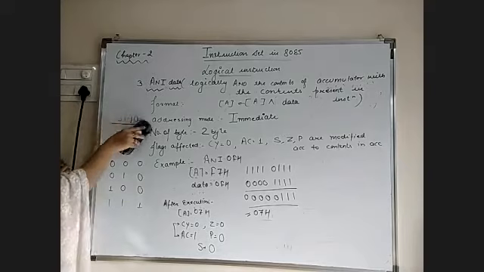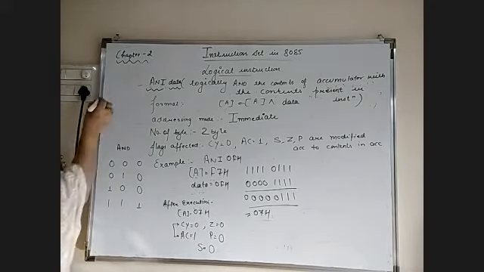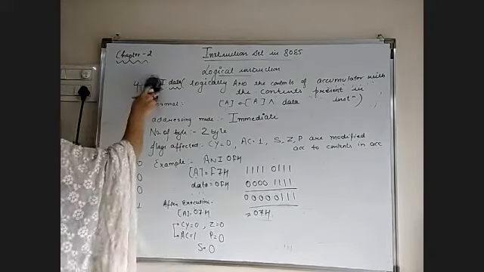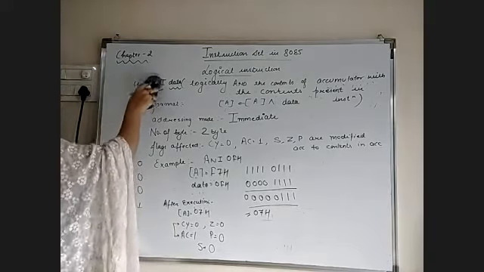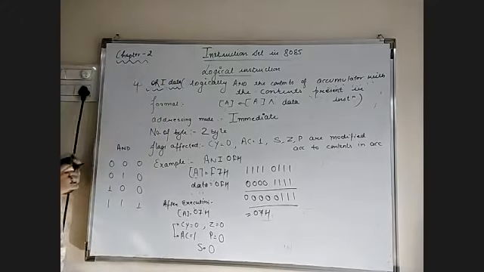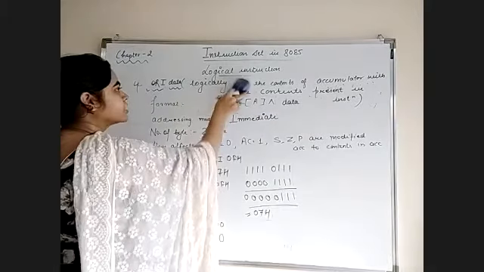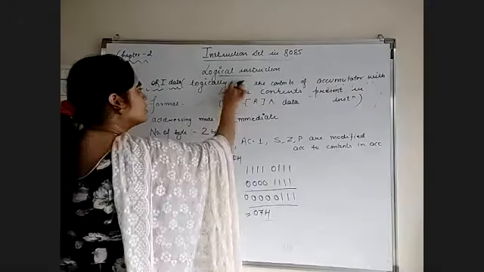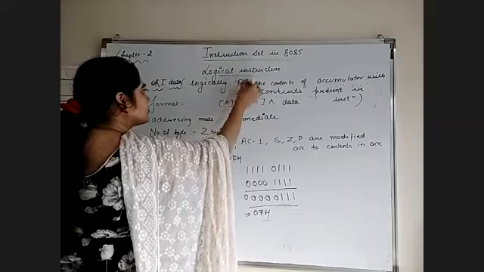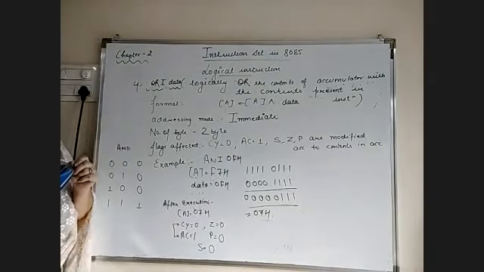Now we can come to the next type of instruction, that is the logical OR instructions. For that we have ORI. Okay, so we can start with this instruction, that is ORI data. This instruction means logically OR the contents of the accumulator with the contents that are present in the instruction immediately. Okay, now we can see the format.